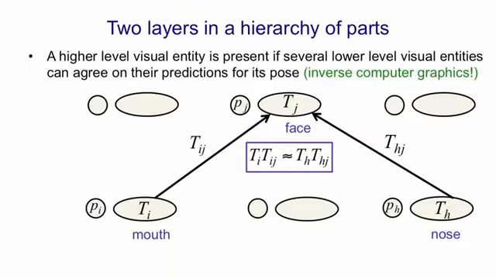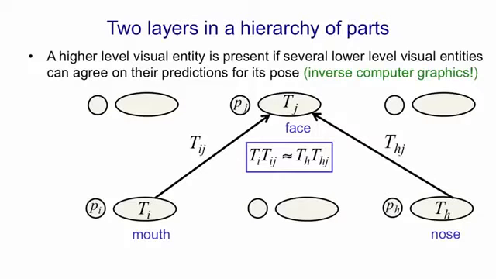So we take a vector of activities that represents the pose of the mouth, Ti, we multiply it by a matrix Tij that represents the spatial relationship between a mouth and a face, and we get a prediction, Ti times Tij, for the pose of the face. We do the same thing with the nose. We take a vector of neural activities that represents the pose of the nose, Th. We multiply it by the relationship between the nose and the face, and we get another prediction for the pose of the face. If those two predictions agree, there's a face there, because the nose and the mouth are in the right spatial relationship. And that's very unlikely without there being a face there.